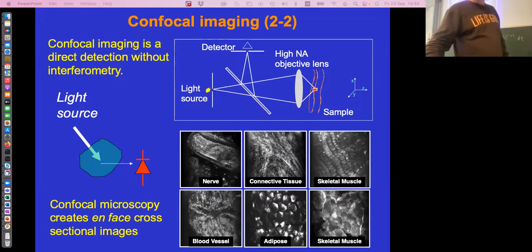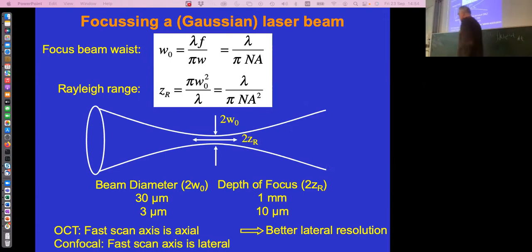Very simple technique. But what we get to is, if we want to have depth dissection with confocal microscopy, we need a very tight focus, right? Because we reject light that's coming from outside the focus, and only the light that's coming from our focus area is detected by the detector. So let's take a look at Gaussian optics.